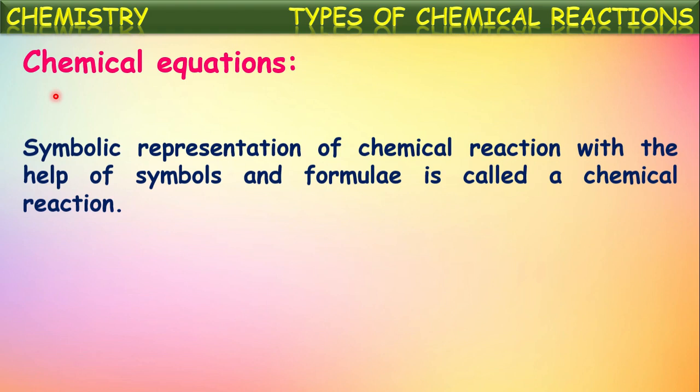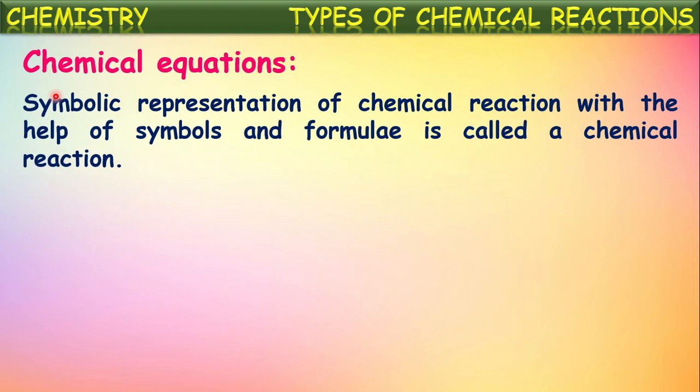Chemical equations. The symbolic representation of a chemical reaction with the help of symbols and formulae is called a chemical equation. Okay? What is it? The symbolic representation of a chemical reaction with the help of symbols and formulae of the chemical substances involved in that reaction is called a chemical equation.